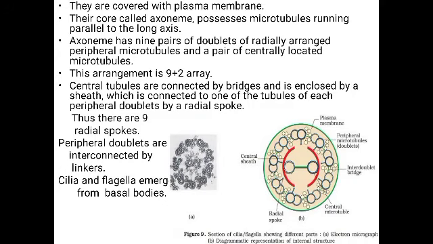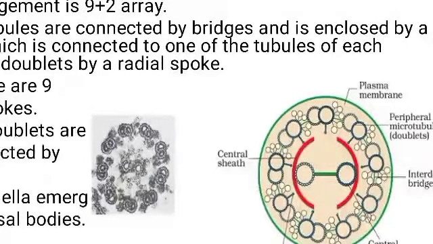So here in this picture, you can see these are the 9 pairs of doublets of radially arranged peripheral microtubules. Peripheral means what? Towards the outer side of the axoneme, not outside the plasma membrane, the microtubules are present. Microtubules, I told you, are proteins, isn't it? So the axoneme is having 9 pairs of doublets.